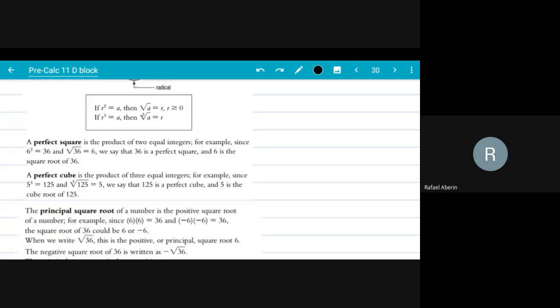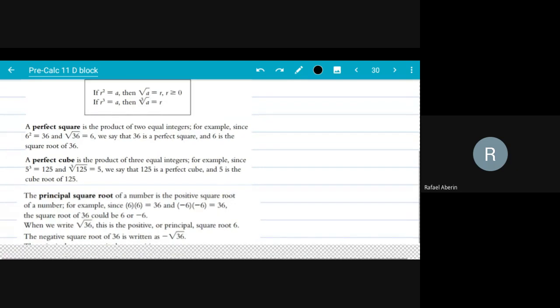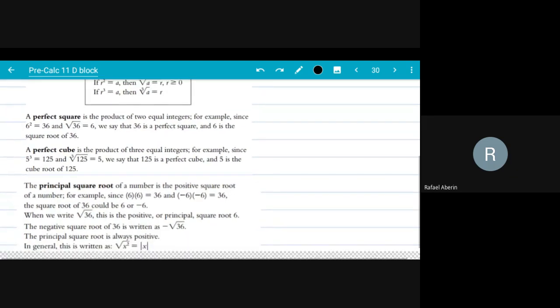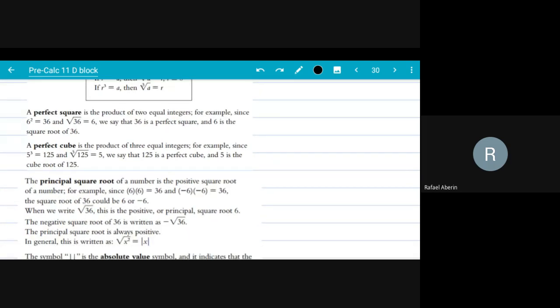A perfect square is the product of two equal integers. For example, since 6 squared is equal to 36, and the square root of 36 is equal to 6, we say that 36 is a perfect square, and 6 is the square root of 36. A perfect cube is the product of three equal integers. For example, since 5 cubed is 125, the cube root of 125 is 5, we say that 125 is a perfect cube, and 5 is the cube root.